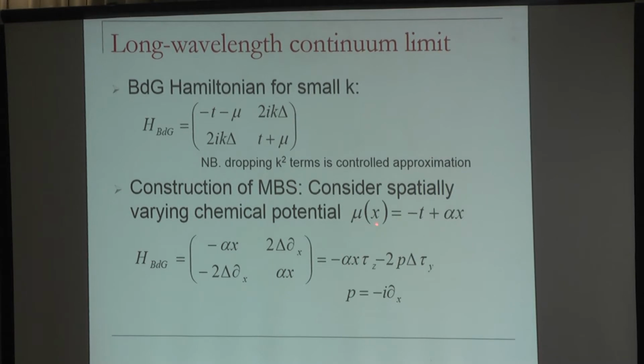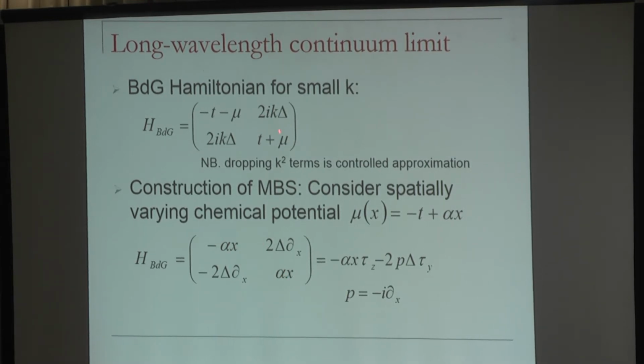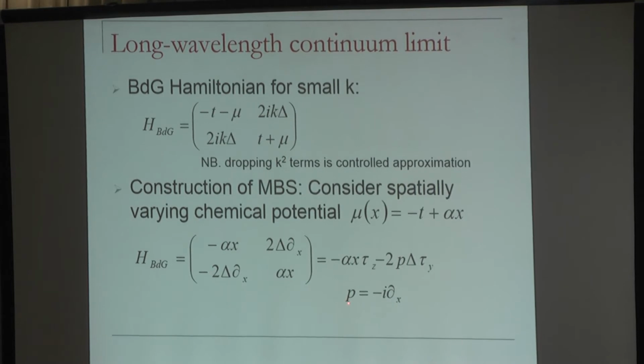So if we insert this ansatz into the Hamiltonian, we see this is just minus alpha x. Here you have plus alpha x. And here k corresponds to the momentum operator. It's minus i dx. That's the canonical quantization rule. So this Hamiltonian, the BDG Hamiltonian, looks like this. The 2x2 matrix in Nambu space, so in particle-hole space.